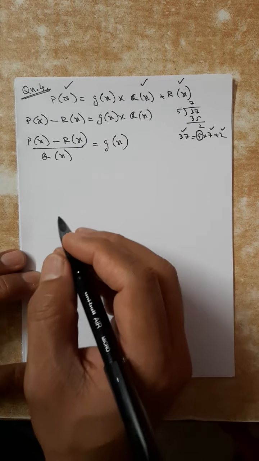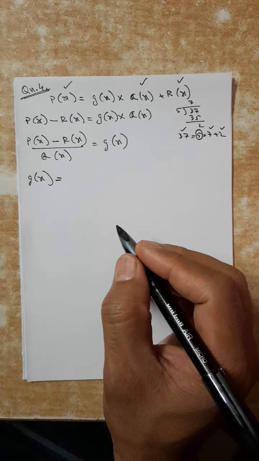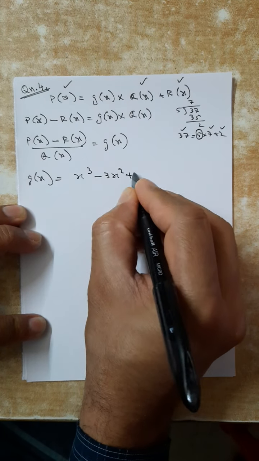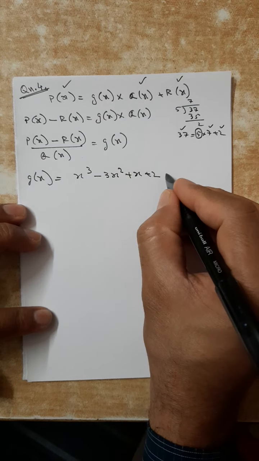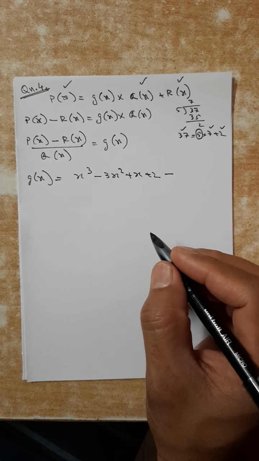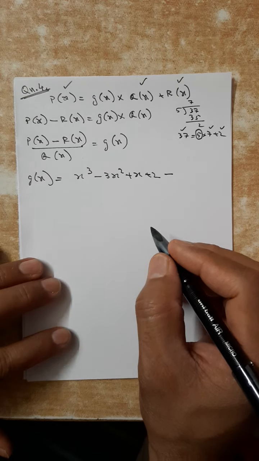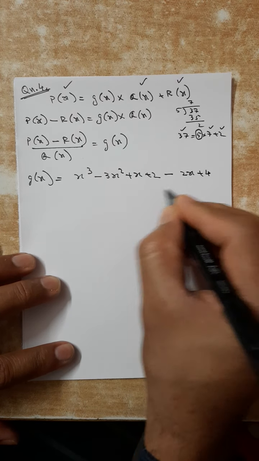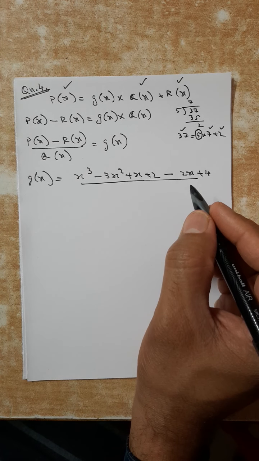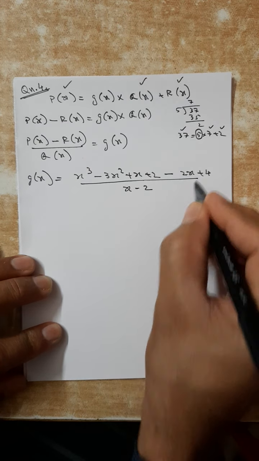Okay, so come back to our question. Here we need G of x, that is equal to P of x minus R of x. What is P of x in the question? Quotient and remainder were x minus 2 and 2x plus 4. So first one is quotient, second one is remainder. 2x plus 4. Upon quotient. Quotient was x minus 2.